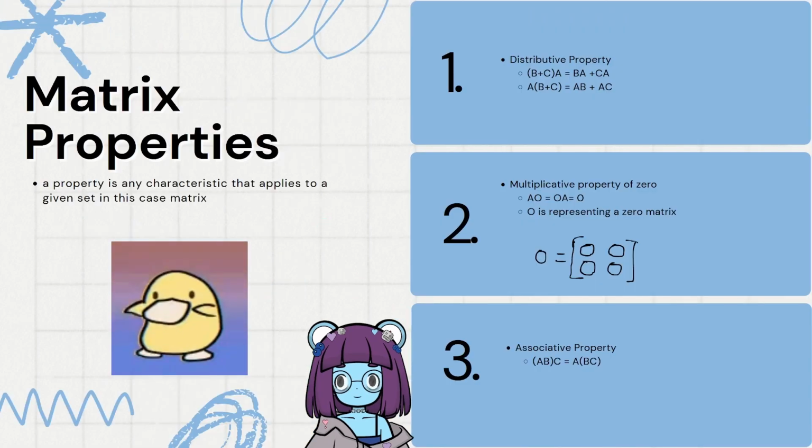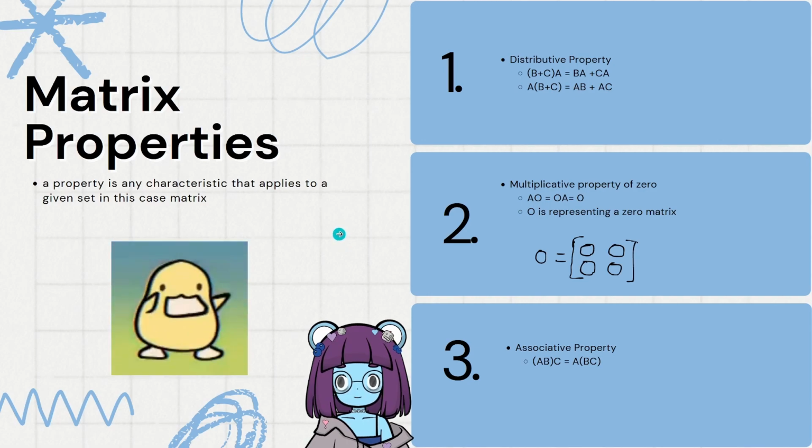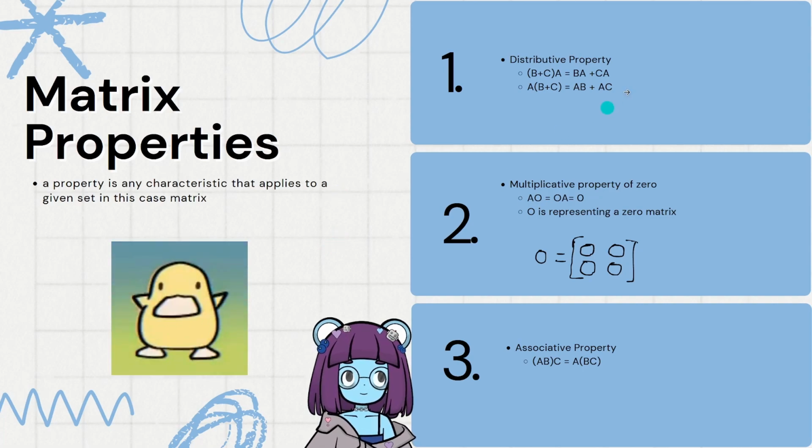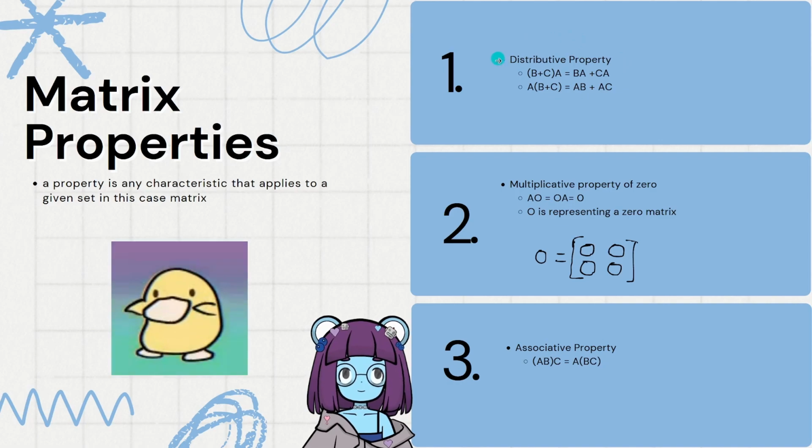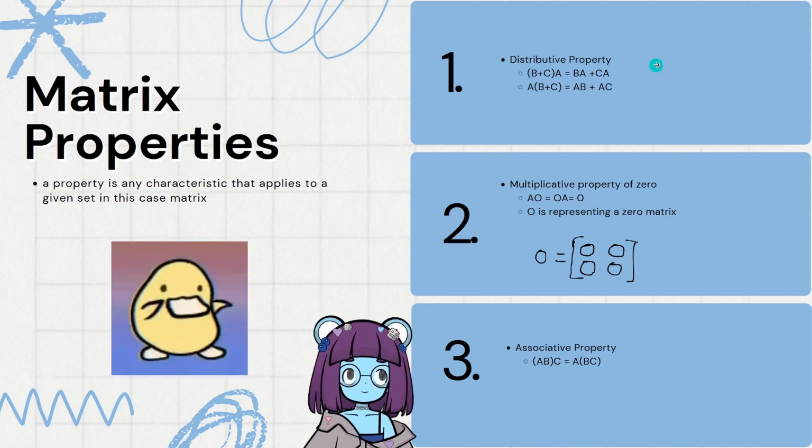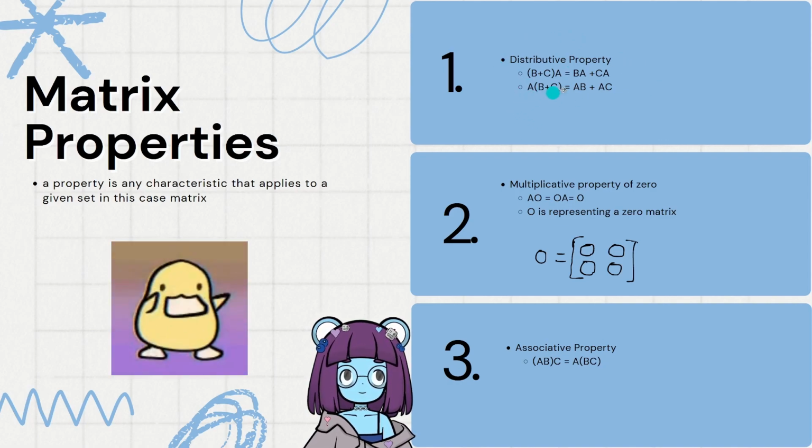Matrix properties. A property is a characteristic that applies to a given set. In this case, the given set is matrices and matrix multiplication. So the first property is the distributive property. So if you have 3 matrices, let's use this bottom one as an example. You have A times (B plus C), so the 3 matrices, and then you can distribute A, so you can have AB plus AC. And that should equal each other.